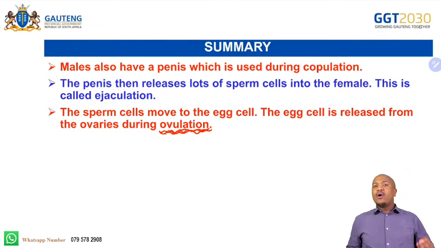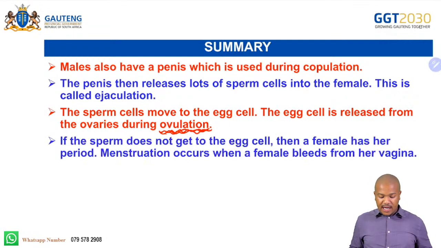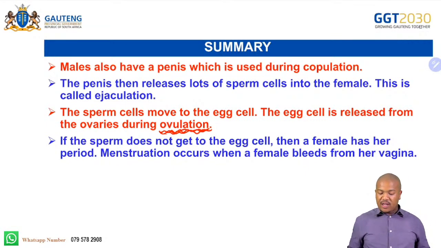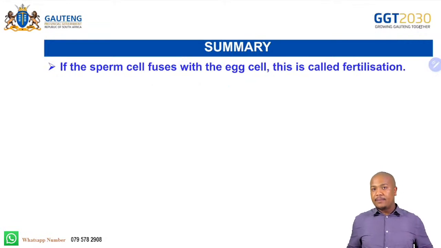But when there is no copulation or there is no sperm to fertilize the egg, the egg is going to leave the body of the female together with the uterus lining in the form of blood, and that is what we call menstruation or periods. As I've mentioned, if the sperm does not get to the egg cell, then a female has her period. Menstruation occurs when a female bleeds from her vagina.